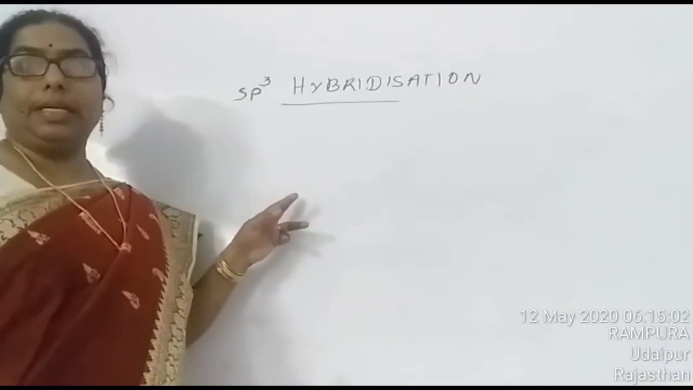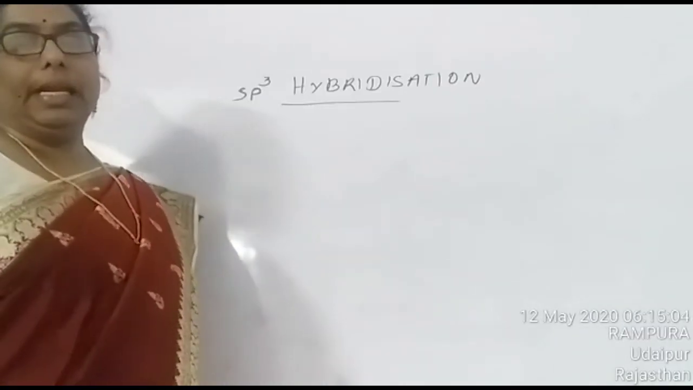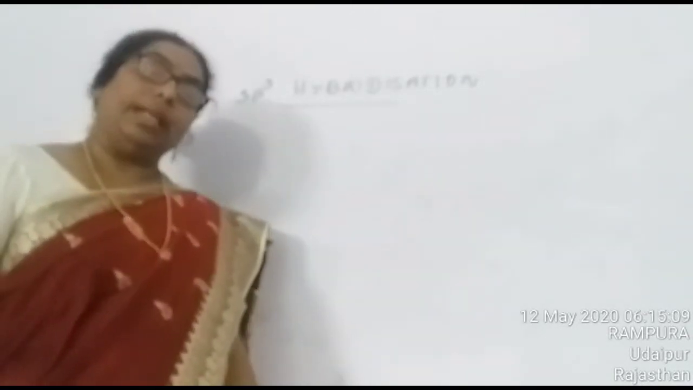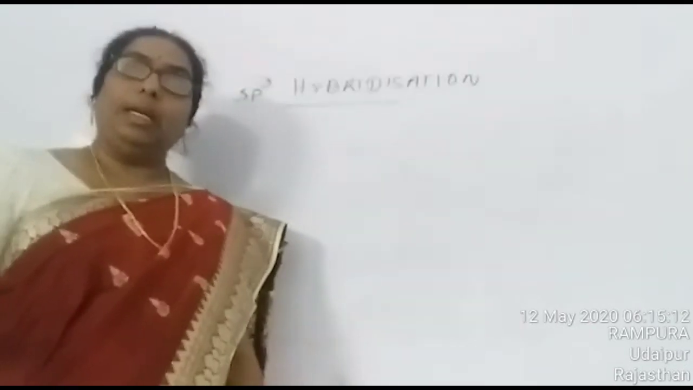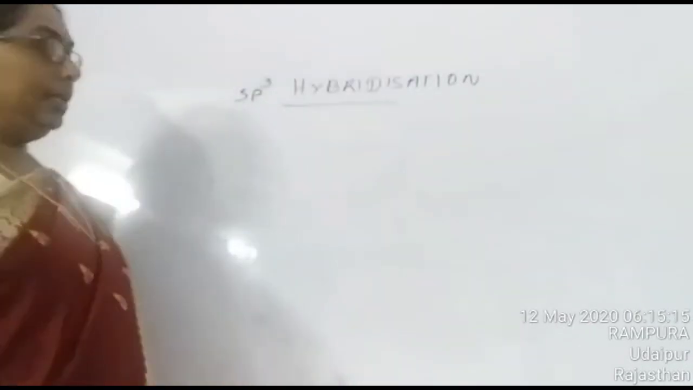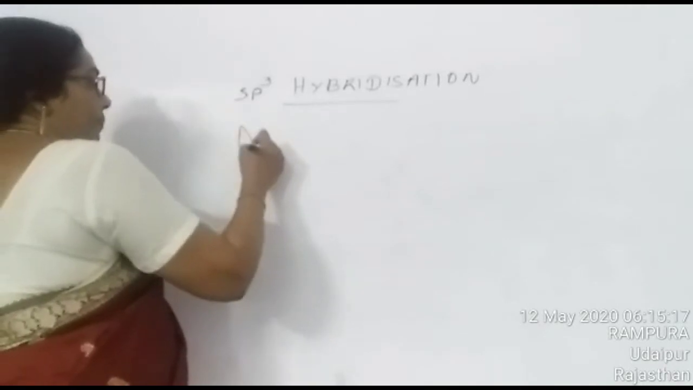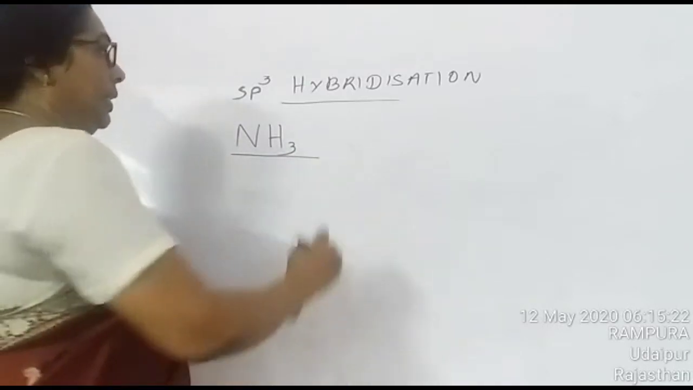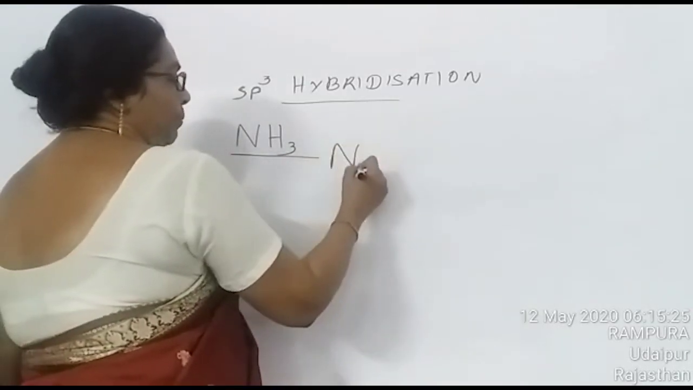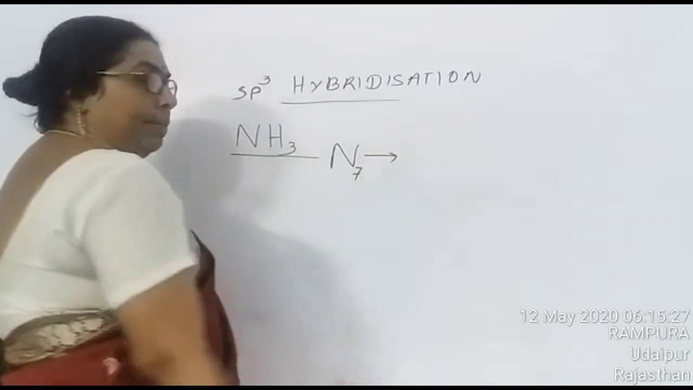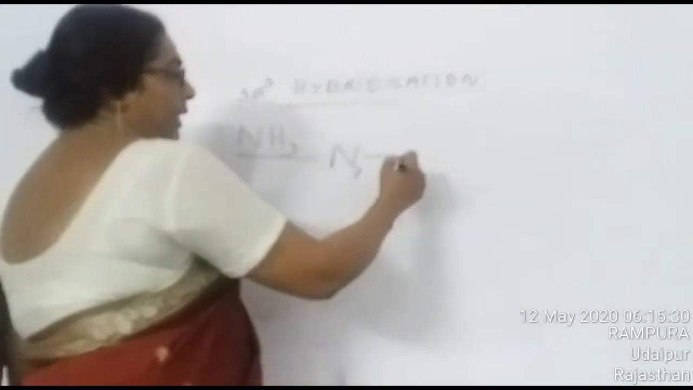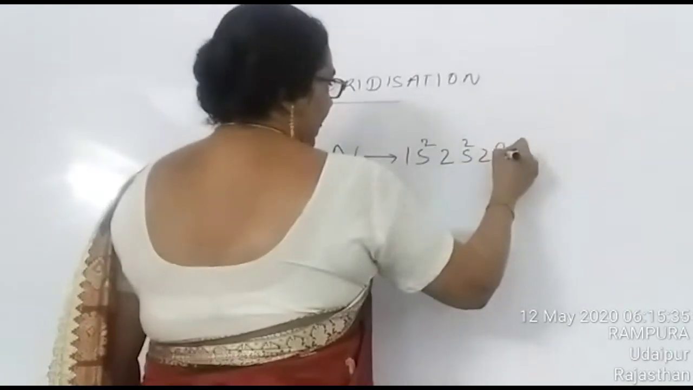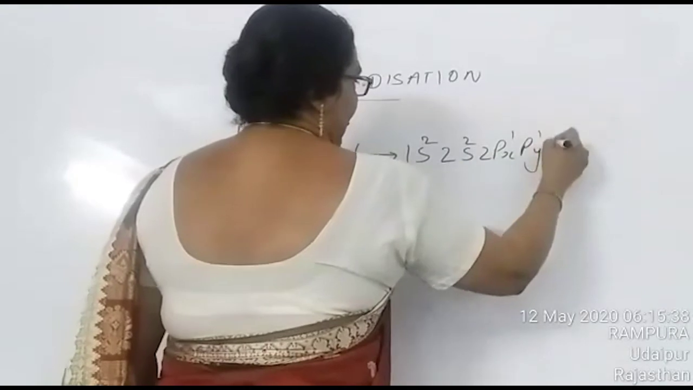Let us continue with sp3 hybridization. In the last period we have seen one example of sp3 hybridization, that is the formation of methane. Now let us consider another example, that is the formation of ammonia. In case of ammonia, you know that the central atom is nitrogen. The electronic configuration of nitrogen, it possesses 7 electrons. So will you please let me know the electronic configuration of nitrogen? Yes, it is 1s2, 2s2, 2px1, 2py1 and 2pz1.